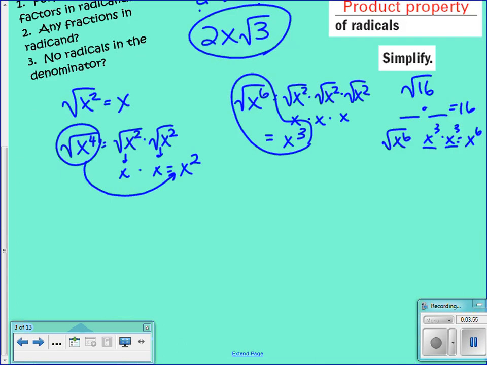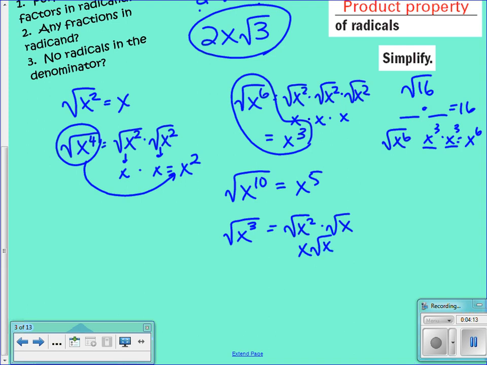The only time this becomes weird. Wait, let's make sure we got this. So the square root of x to the 10th would be x to the 5th. When this becomes weird is when it's not an even number anymore. When it's not an even number anymore, remember we can break it apart into our multiplication problem. That I can solve, but this I can't. That would be the answer to that: x times the square root of x.